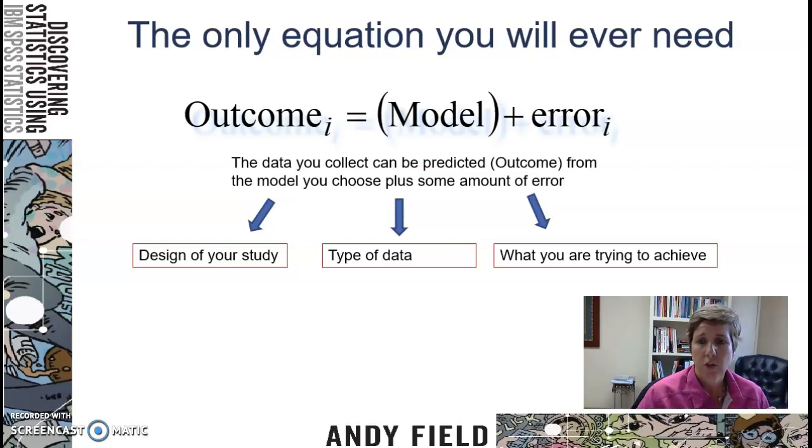So here's your equation. You've got an outcome, you've got a model, and you've got an error. And the things that affect this model is the design of your study. How are you designing it? And we'll talk a little bit about design. What's the best design to capture the most information to represent the population very well.